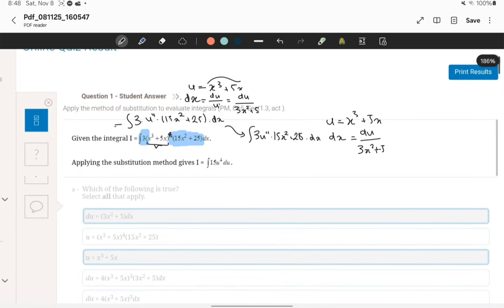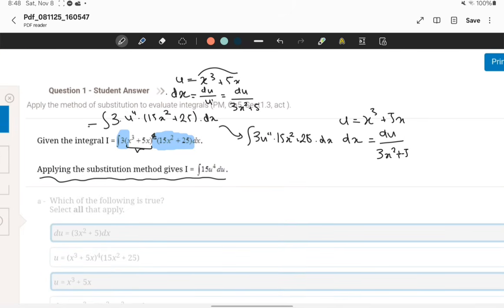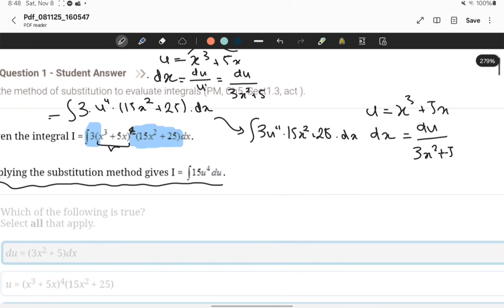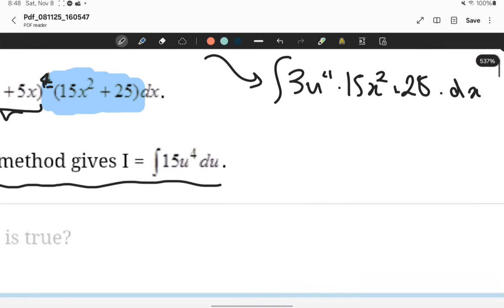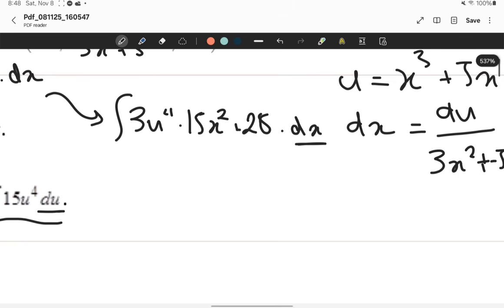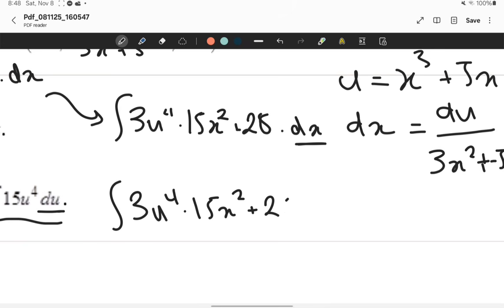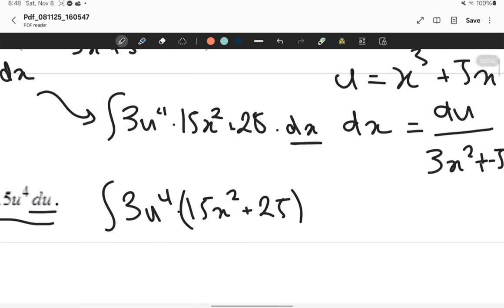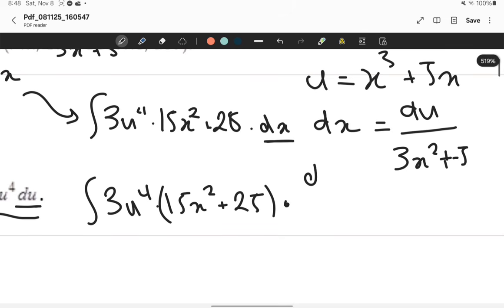Now here they're telling you applying the substitution method gives you this. To find which step they're in, you could just look at the ending here. Here it ends with du. In our expression we have a dx, okay? So that means we want to substitute dx. So we're going to keep this 3u to the power 4 times 15x squared plus 25. This is in brackets because it's one term, and then times du over 3x squared plus 5.